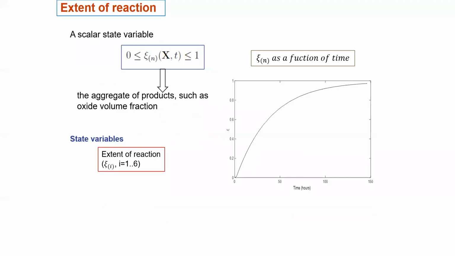So what is this extent of reaction actually? It's a scalar variable, which is defined at each material point and each time point. It continuously evolves from 0 to 1, and we denote it by xi. And xi equal to 0 means there is no reaction, and 1 means the reaction is completed. It also has a physical meaning. For example, it can tell us the aggregate of products such as oxide volume fraction and so on. And since we have 6 reactions, we have 6 such state variables.